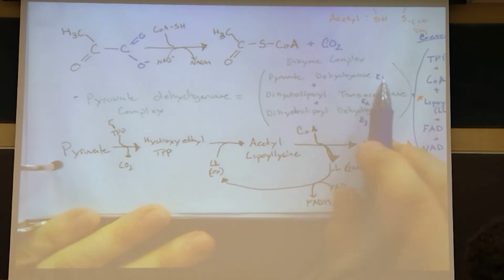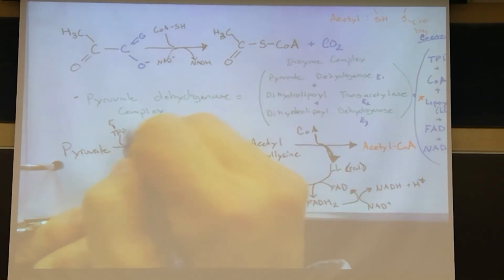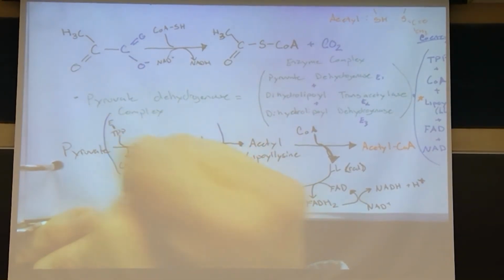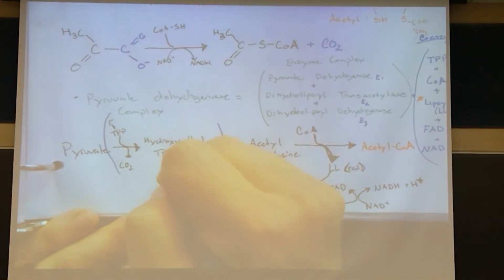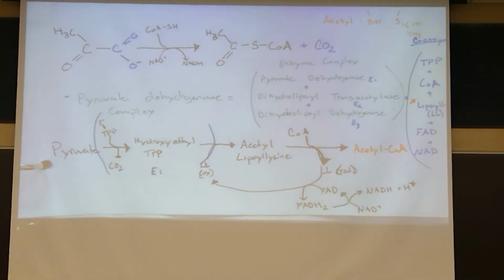If we go to enzyme 1. So enzyme 1 binds pyruvate, decarboxylates pyruvate, and primes it for enzyme 2.